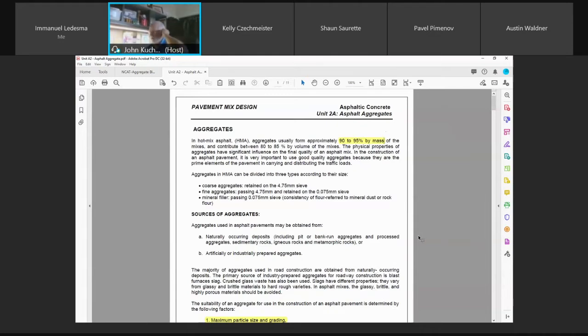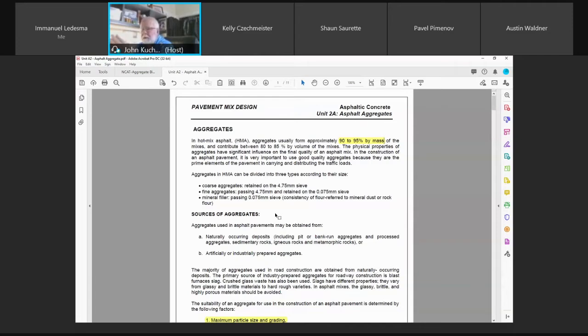Some of yours may be highlighted, some may not, once you download it. The aggregates play a very important role. It's like concrete. If your aggregates aren't any good, if you don't have quality aggregates, your mix isn't going to be good. So that's key. Obviously, the asphalt cement has to perform and function as well, or else your whole mix isn't going to be a quality mix.